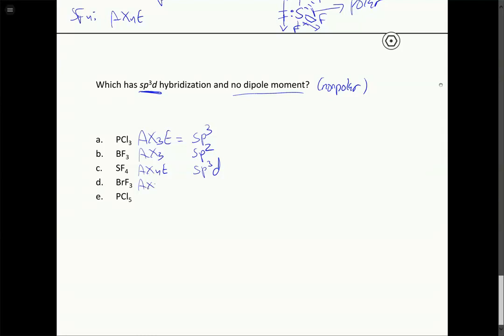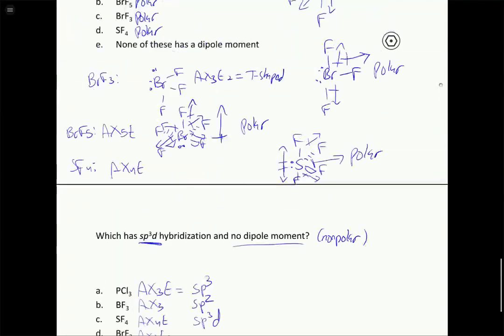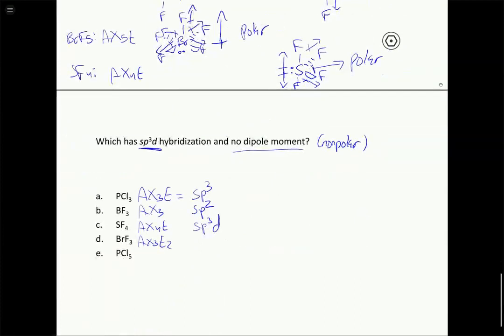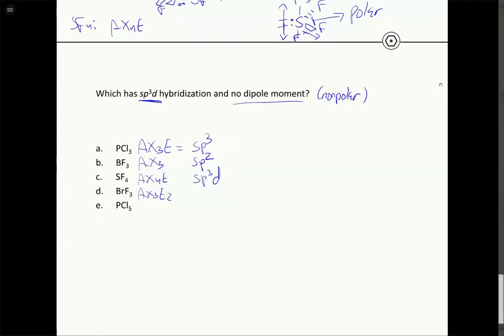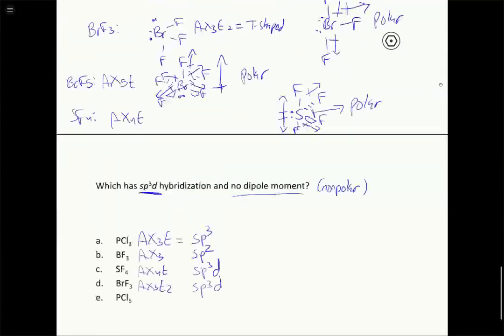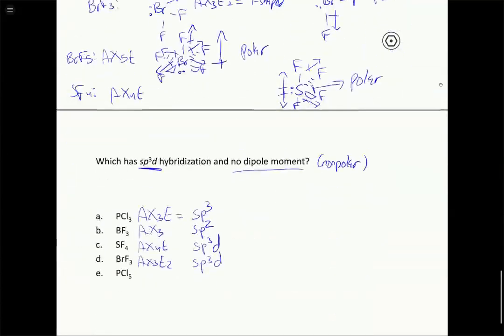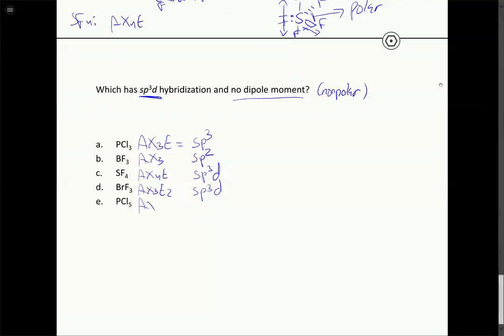BrF3 is AX3E2. We saw one above that was exactly the same. So BrF3 is AX3E2, also 5 electron groups, also sp3d hybridization. And then finally PCl5. Up above we saw PF5. PCl5 has the exact same structure, AX5, also sp3d hybridization. So choices C, D, and E all have the correct hybridization, and then the question is, of these three, which one is nonpolar? And one of them has to be, because there's obviously a correct answer for this question.